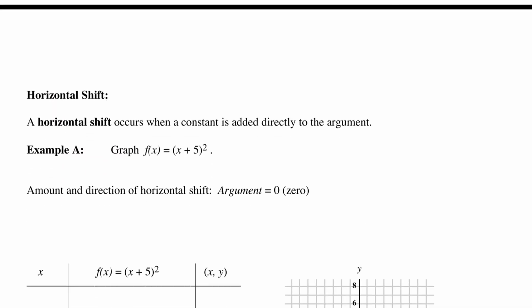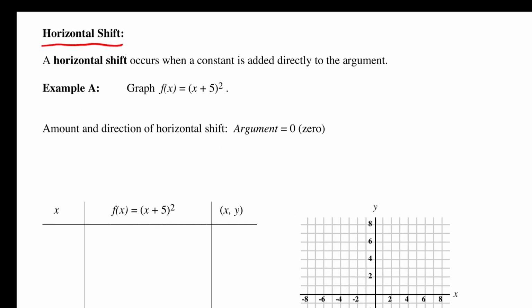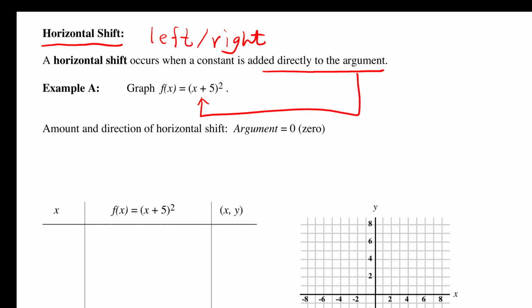All right, next is a horizontal shift. Horizontal means left and right, so it's going to shift a graph to the left or to the right. And we can tell that there's a horizontal shift in the function when there's a number added or subtracted directly to the argument, the x plus 5, inside the function. And it's going to indicate the amount and direction of horizontal shift.